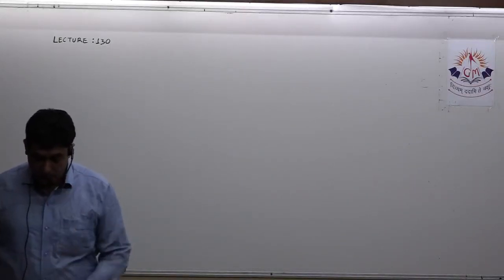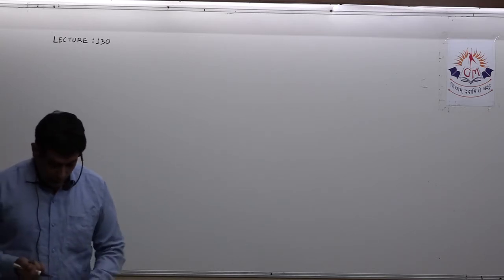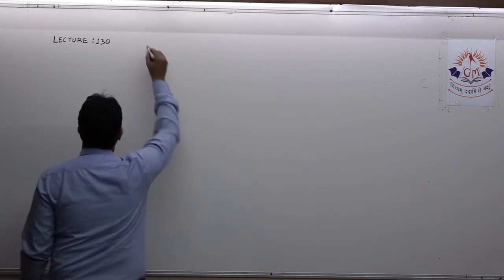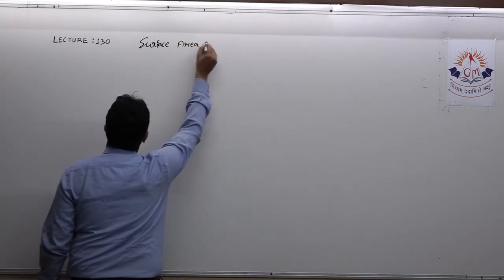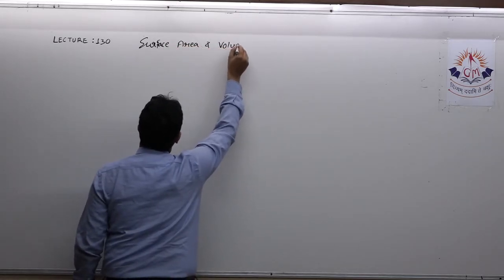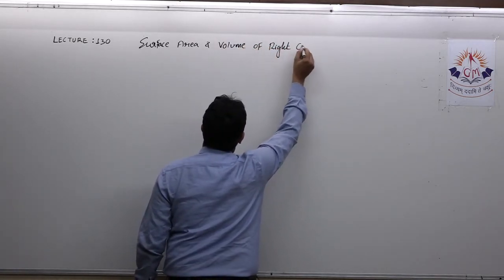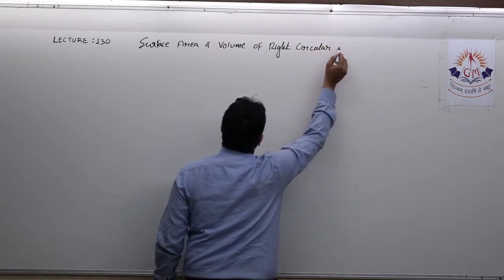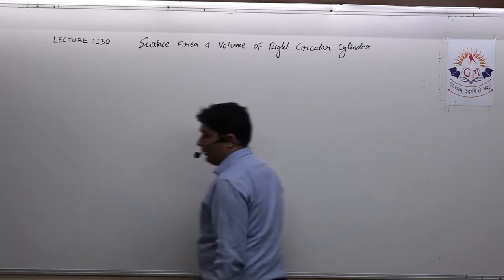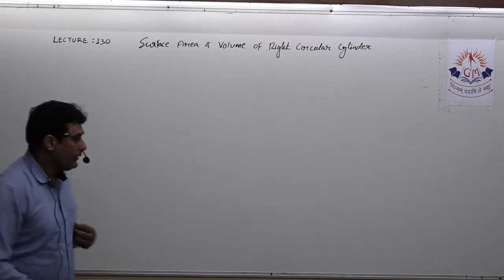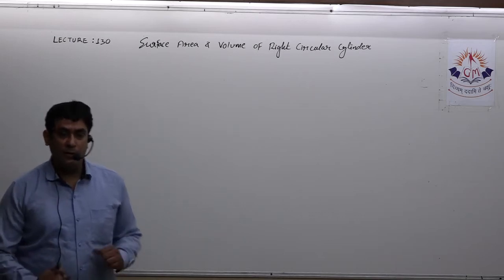Hello friends, now in this lecture we'll start a new chapter, that is surface area and volume of a right circular cylinder. Okay, surface area and volume of right circular cylinder. Now a right circular cylinder, or if we simply say cylinder, has the same meaning for us. So we'll see its surface area as well as its volume.